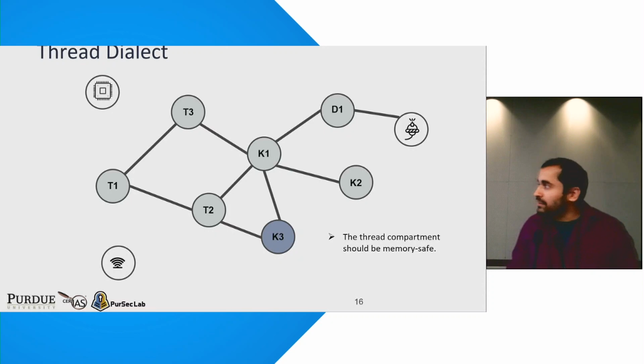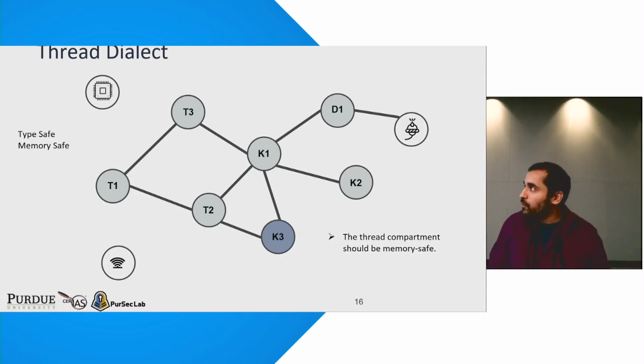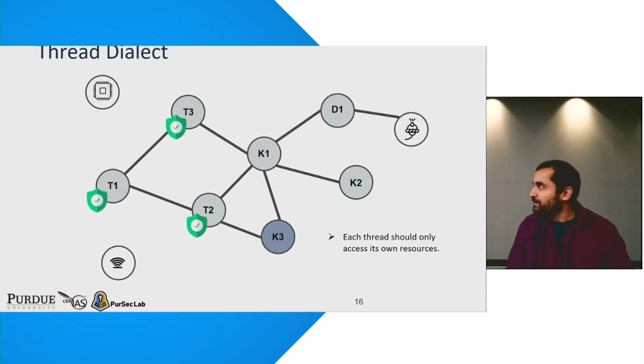Next restriction, the thread compartment should be memory safe. To this end, we ensure that the code in the thread compartment is type safe and memory safe, and we use Checked C and the 3C tool to automatically convert all of the legacy code into safe code. And then we get memory safety.